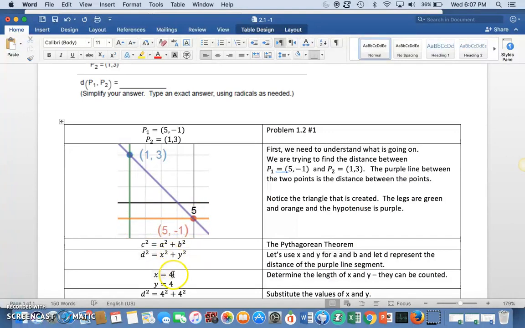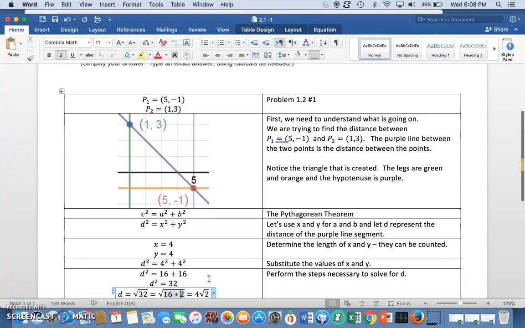That x we're going to call 4. The y, start here. 1, 2, 3, 4. That's 4 units. Notice from 1 to 5 is 4 units. From 3 to -1 is 4 units. That's what it's referring to.